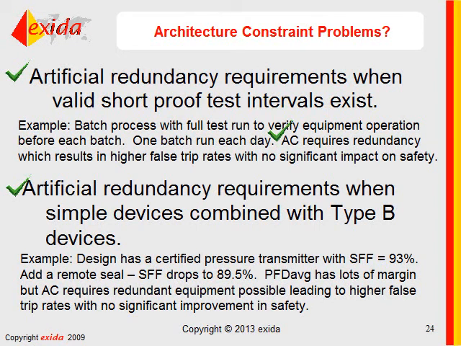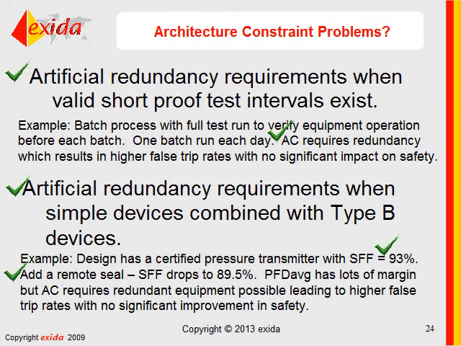multiple elements or multiple components, devices in one element. For example, a design uses a certified pressure transmitter with a safe failure fraction of 93. Well, that's pretty good. That means you can use one transmitter in a SIL 2. But if you add a remote seal, the safe failure fraction drops below 90%. That means you've got to use 2 sets of equipment.